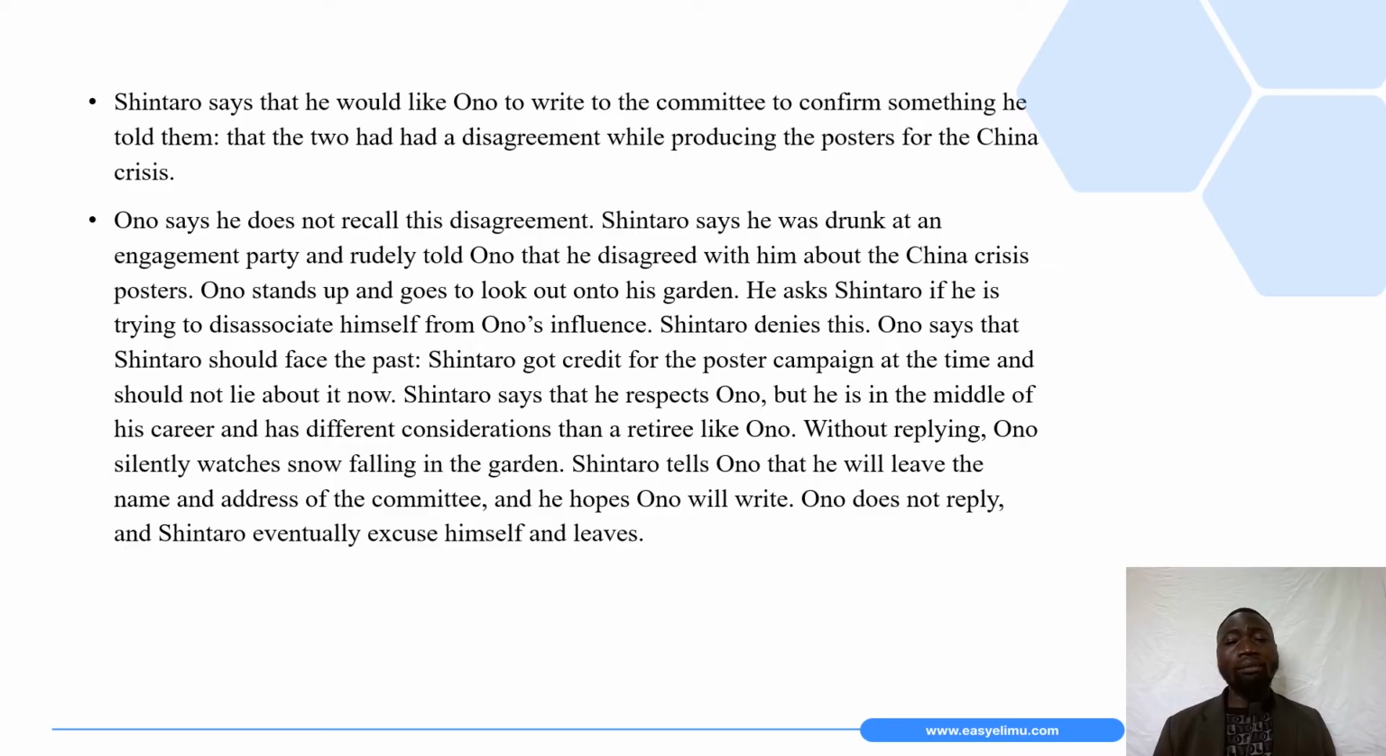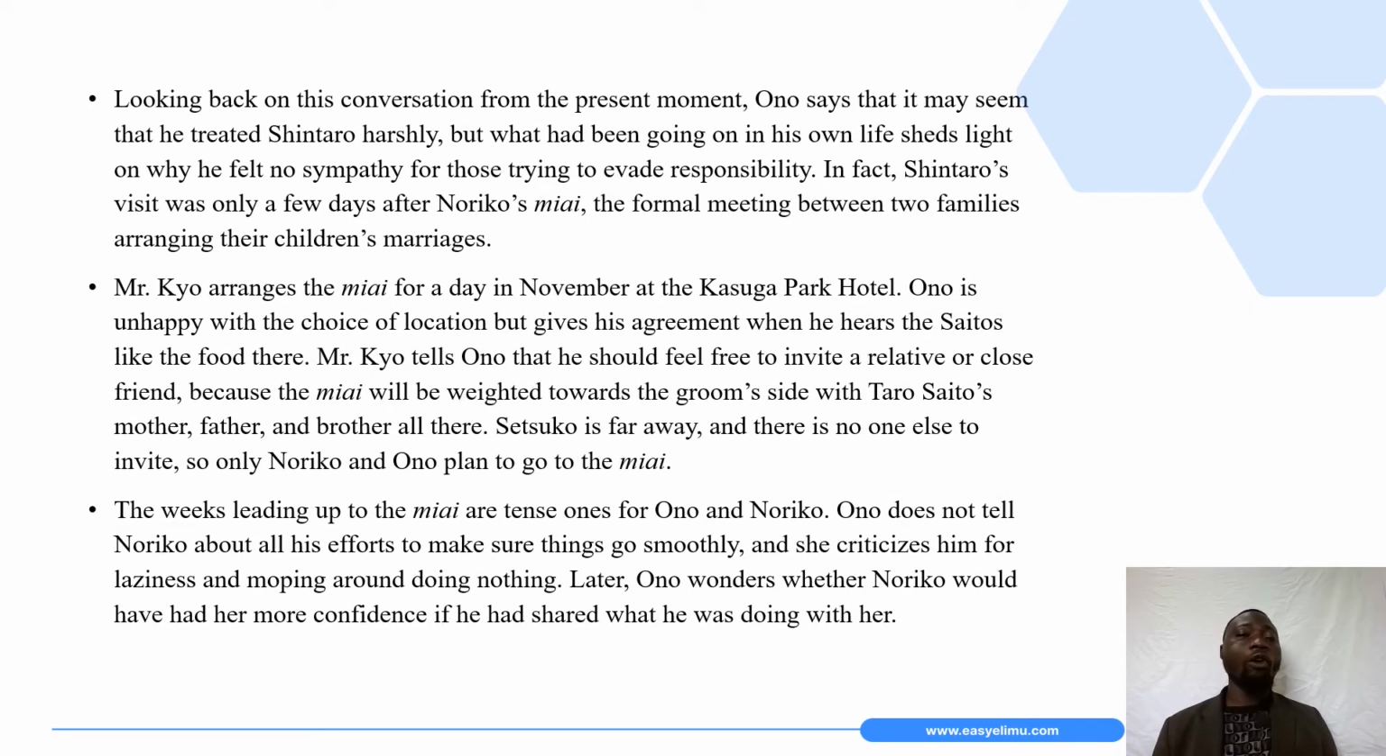Without replying, Ono silently watched snow falling in the garden. Shintaro told Ono that he will leave the name and address of the committee and hopes Ono will write. Ono does not reply, and Shintaro eventually excuses himself and leaves. Looking back on this conversation from the present moment, Ono says that it may seem that he treated Shintaro harshly, but what had been going on in his own life sheds light on why he felt no sympathy for those trying to evade responsibility.